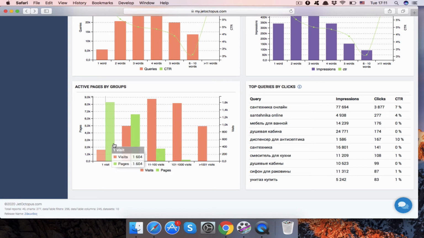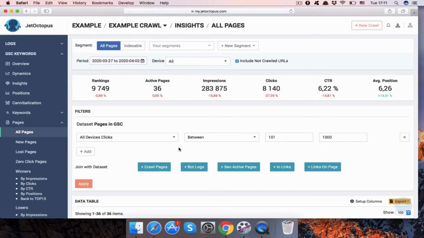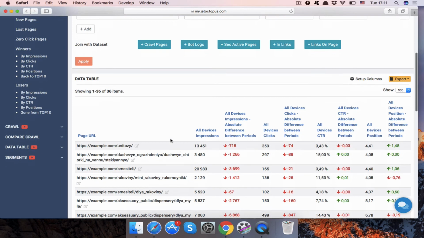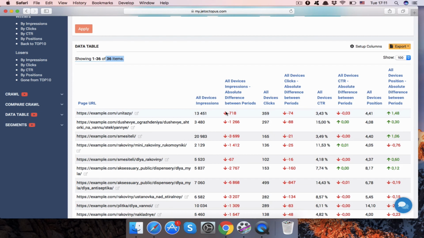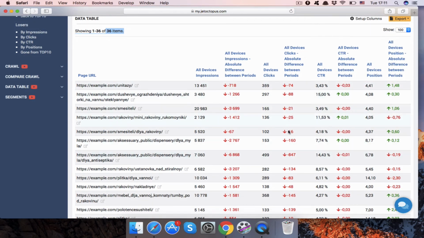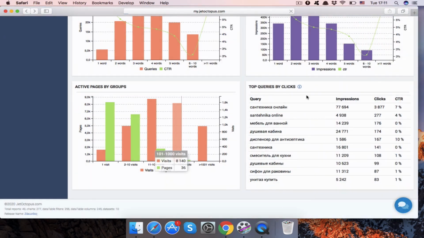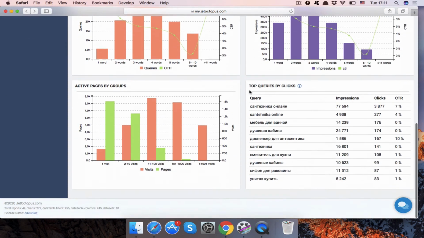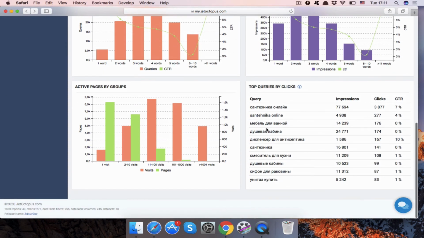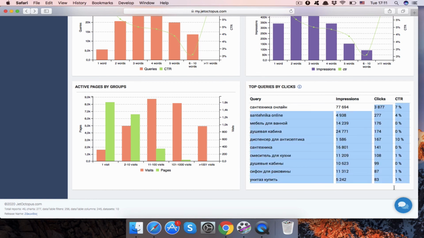All of this data is clickable, and you can look closer at this list of your winners, and you can analyze here different criteria, and you can filter them and see the dynamics of different criteria of each particular URL. And this is just a small list of top queries by clicks. So again, your winners by queries that got the most of clicks over the given period of time.